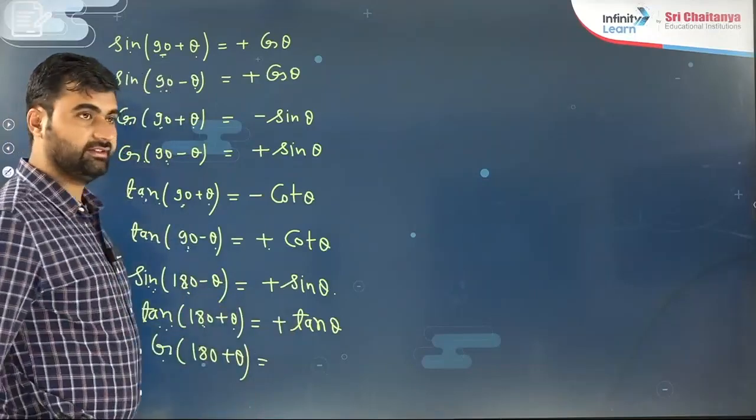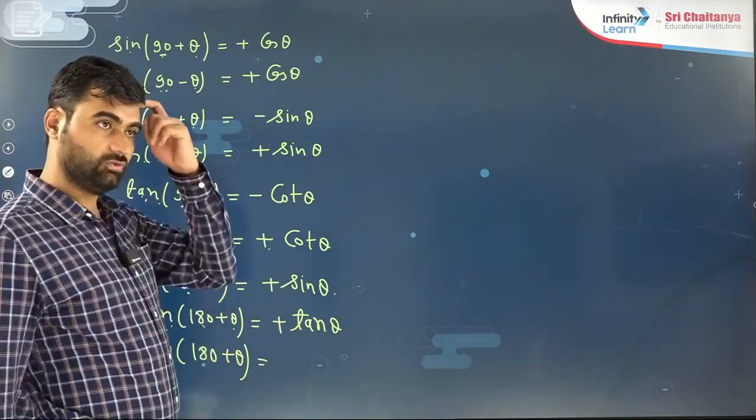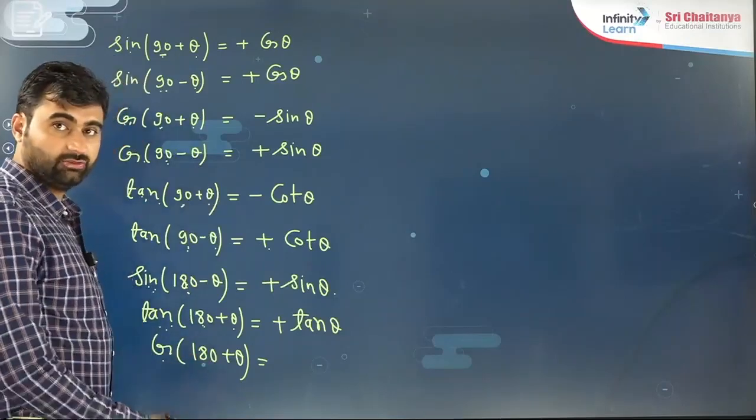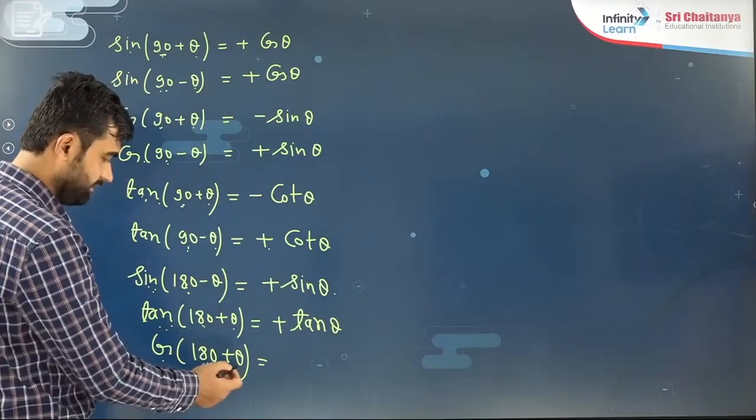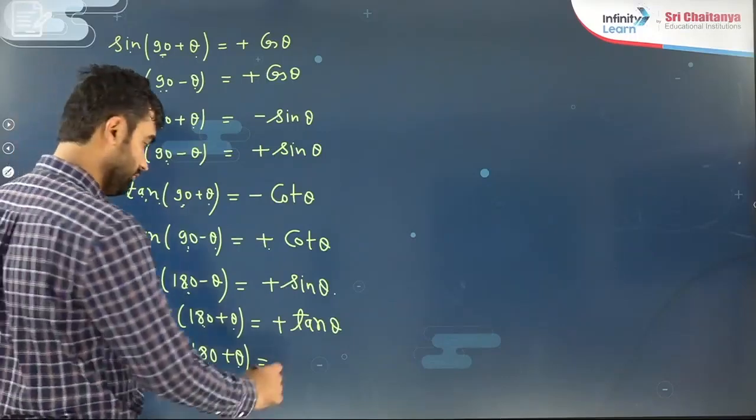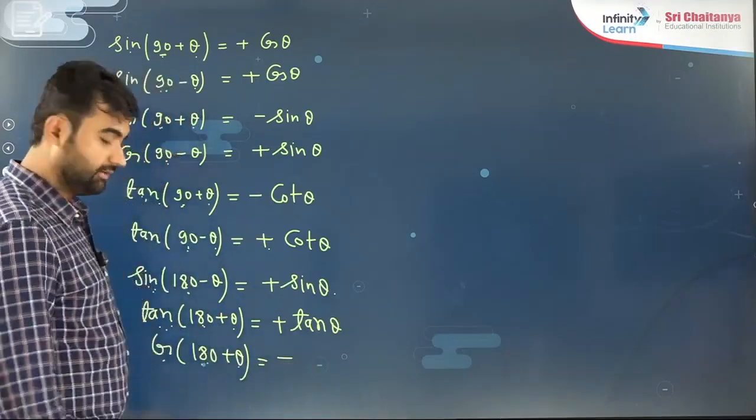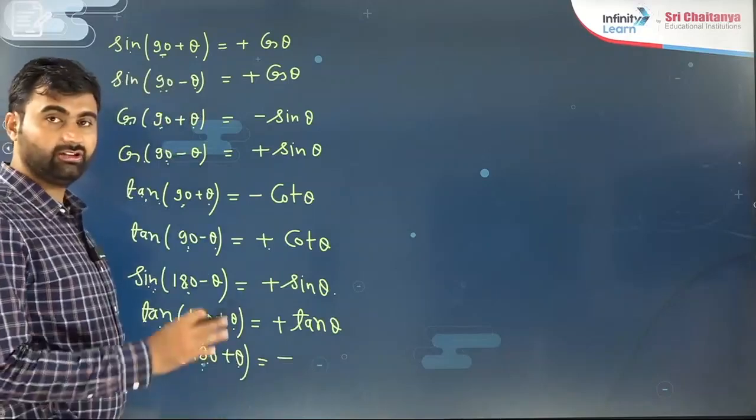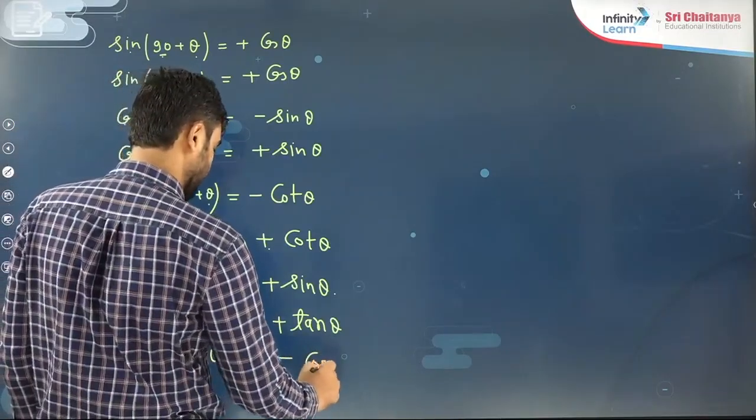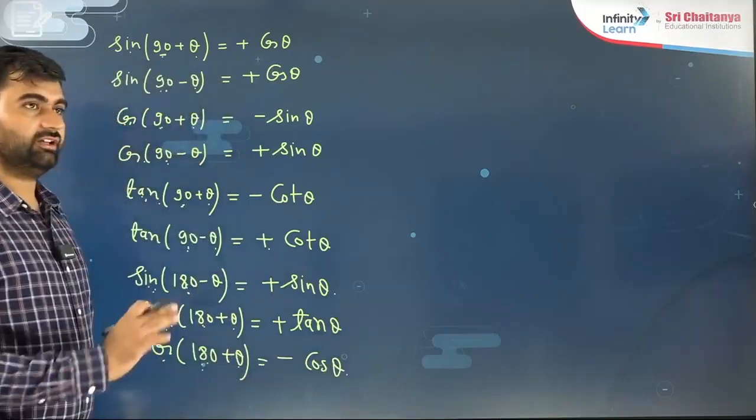Cos 180 plus theta. Which quadrant? Third quadrant. 180 plus something means third quadrant. Third quadrant means cos theta is negative. So here a minus sign. Okay. Which line? Horizontal line. Horizontal line means the function does not change. Cos will remain cos only. Okay. So we understood all this.